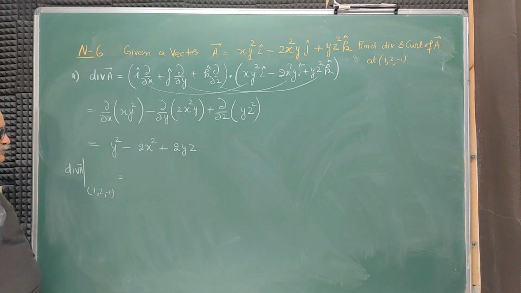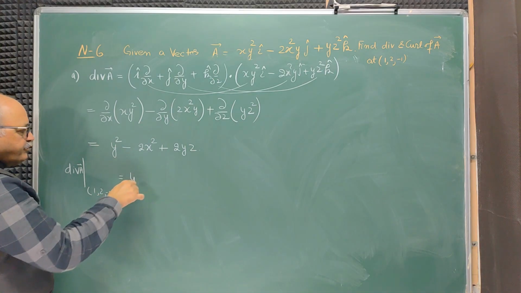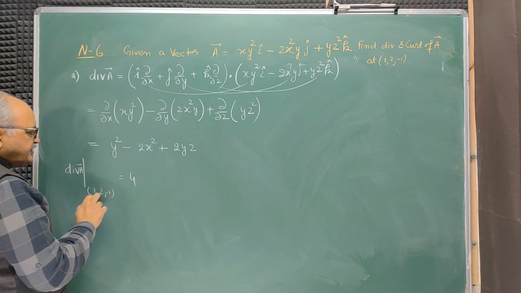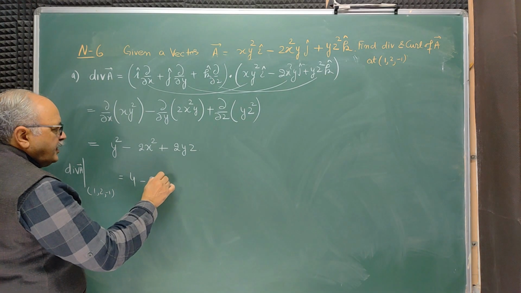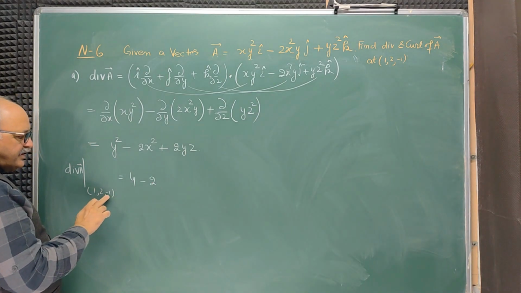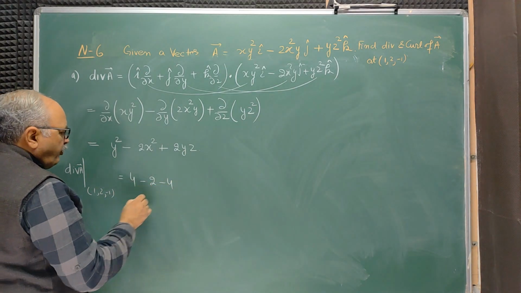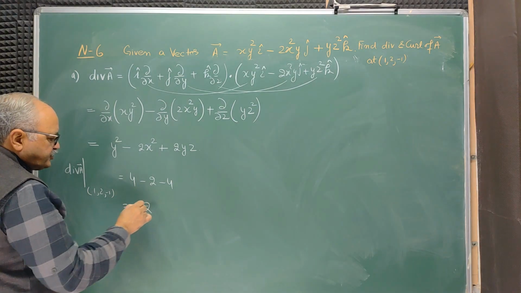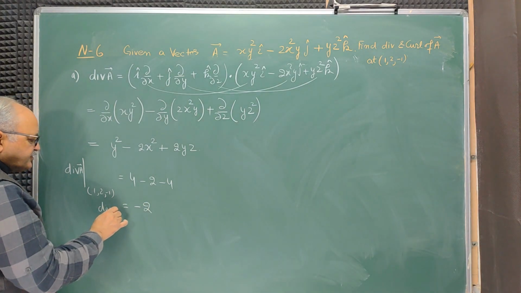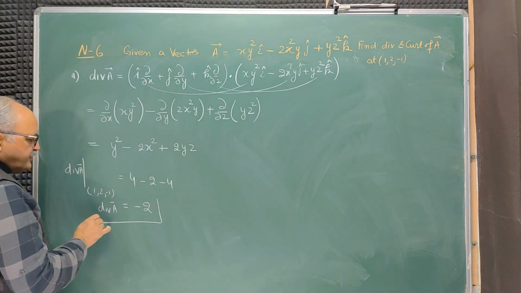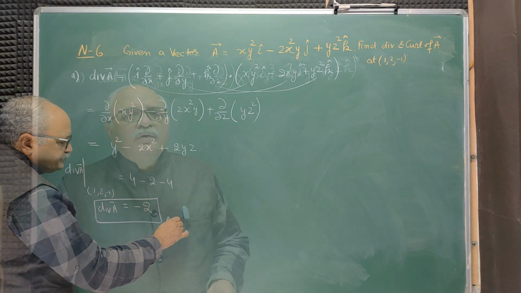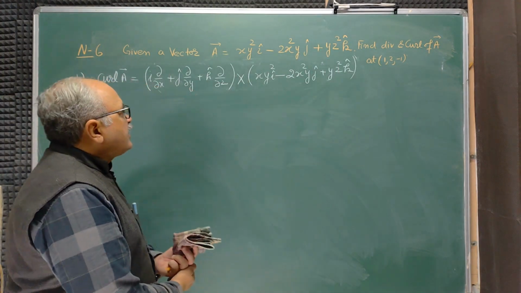So let's put the values. y is 2, that gives me 4. x is 1, that gives me 2. And y is 2, but this is minus 1, giving me 4. So this comes out to be minus 2. That means the divergence of A at the given location is equal to minus 2. Now let's find the curl of the vector A.